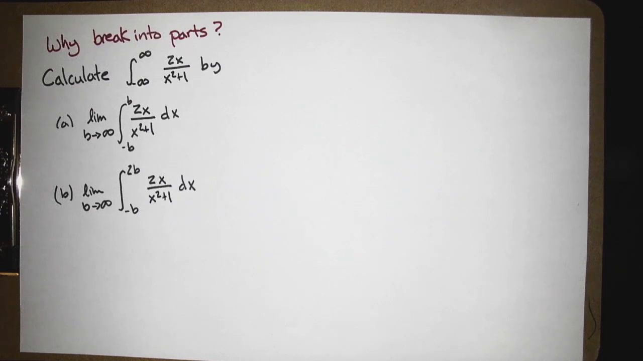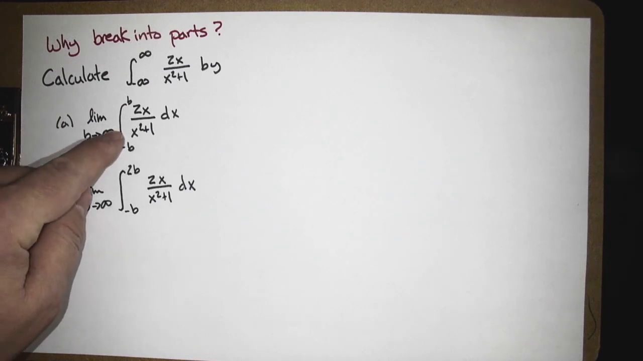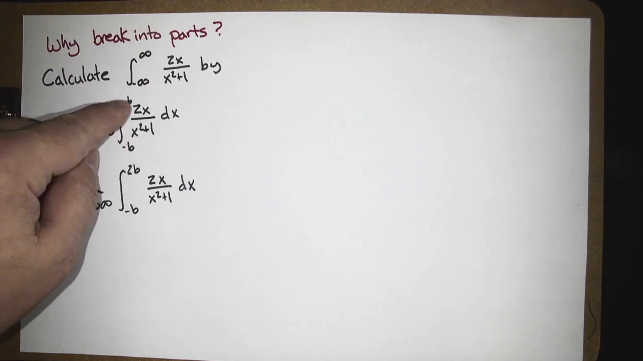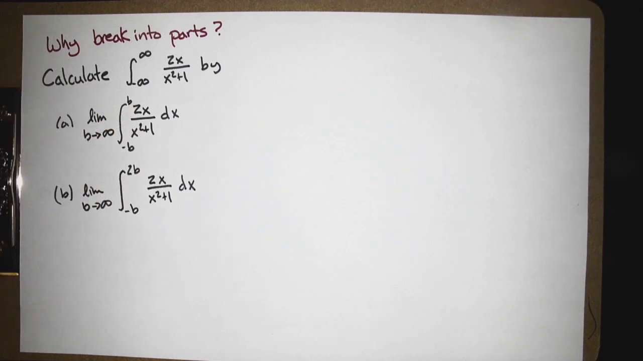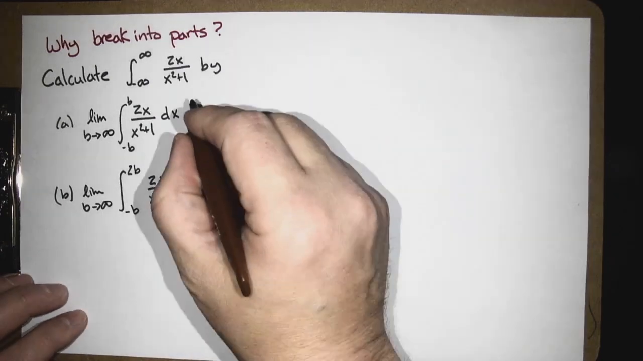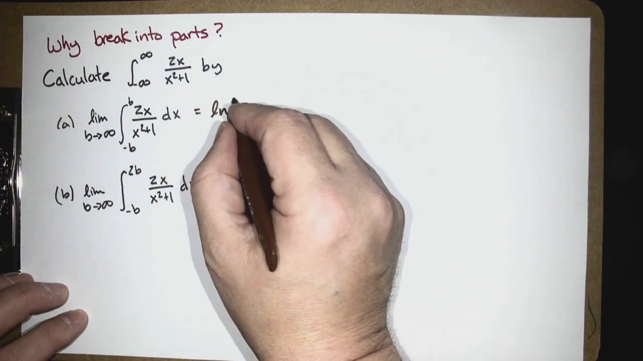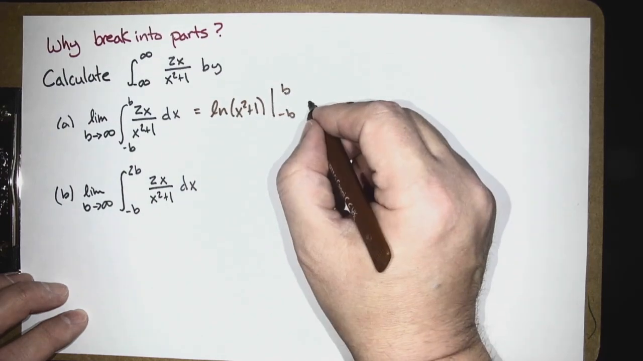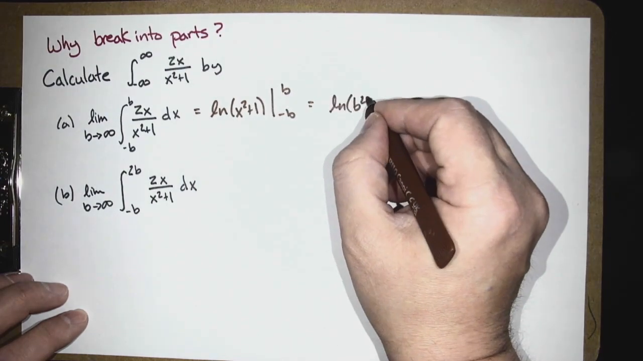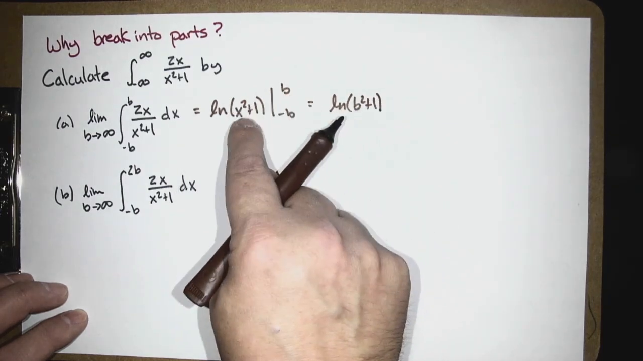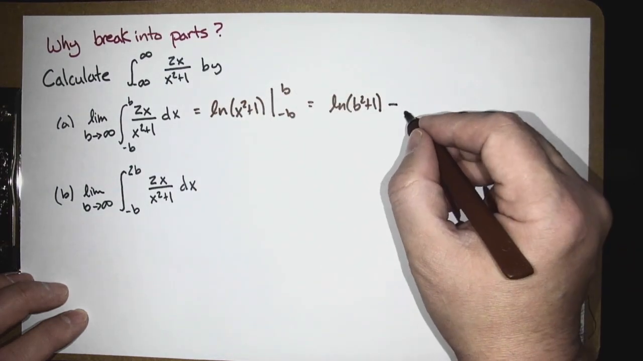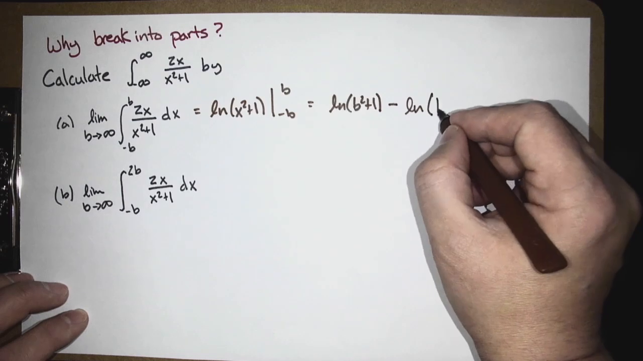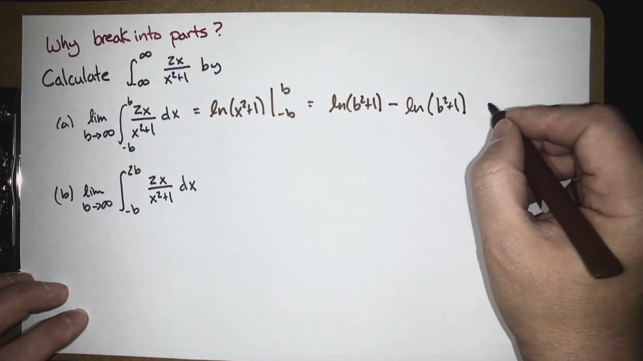Okay, someone's recommended u sub. What would you u sub? If we substitute x squared plus 1, what's the derivative of x squared plus 1? 2x dx. So it's like a 1 over u. Integral of 1 over u? Log u. Yeah, so this becomes natural log u, x squared plus 1, evaluated from negative b to positive b. So that's natural log of b squared plus 1, because I'm plugging in b. Subtract natural log of b squared plus 1, which is 0.